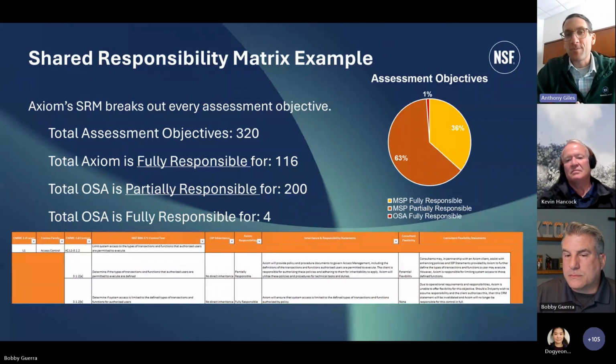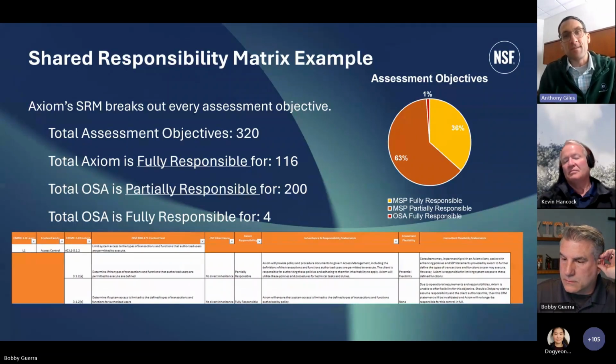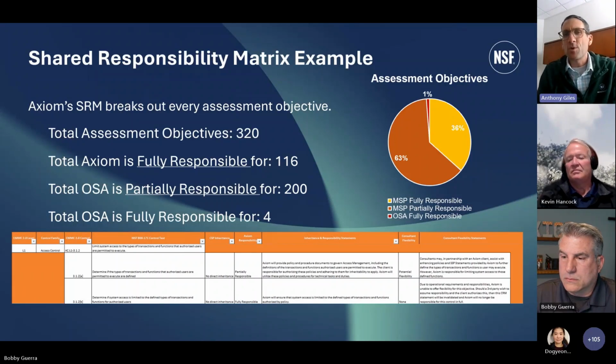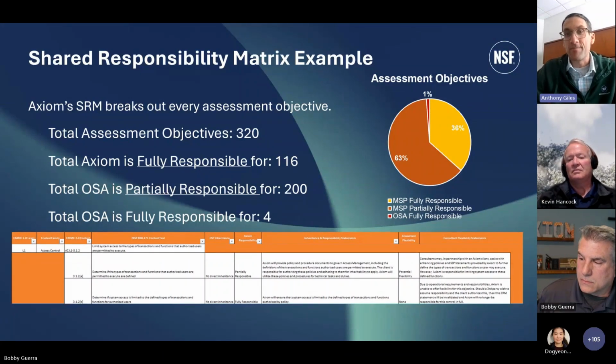And then partial responsibility. That's what I want to talk about, because people wonder, when we say partially responsible, what do we mean here? Because it goes partial and then it goes fully. And the OSA can be fully responsible for 4 under this Axiom. Think about that perspective. You have full responsibility for 4, and if you work with the proper MSP in setting this up, you can set yourself up for a lot of success with full responsibilities and partial responsibilities.